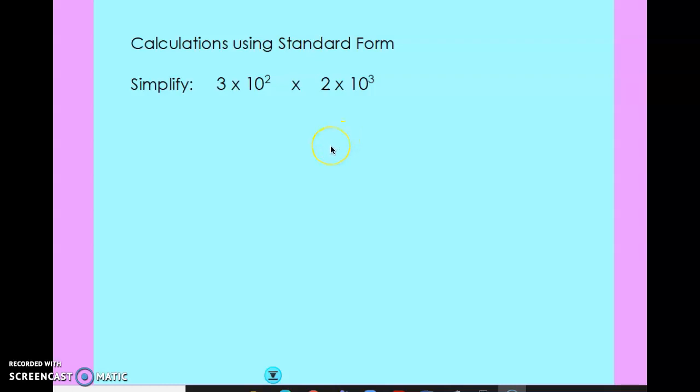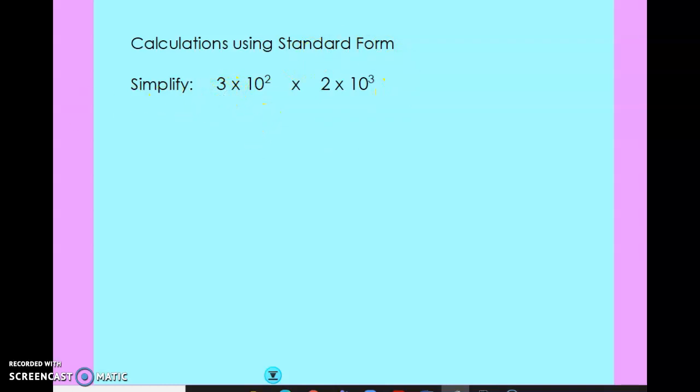Right, some calculations involving standard form then. So we're going to look at how we can put numbers with standard form into our calculator to carry out some basic calculations. Okay, so looking at the first one then, we want to do 3 times 10 to the power of 2 times 2 times 10 to the power of 3. Now you can do this without a calculator.